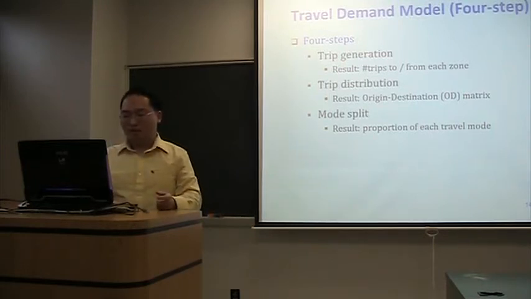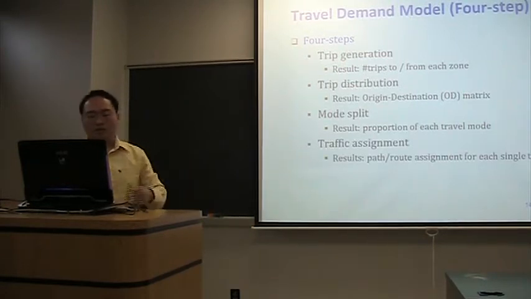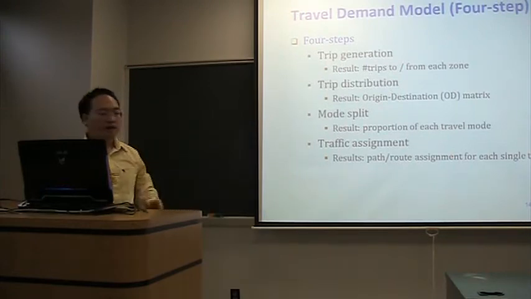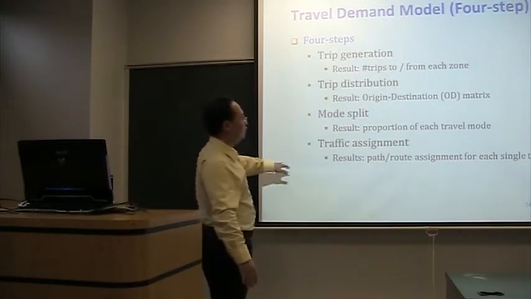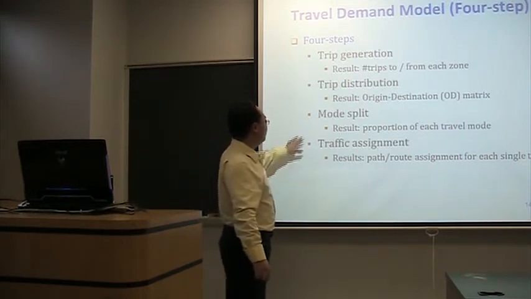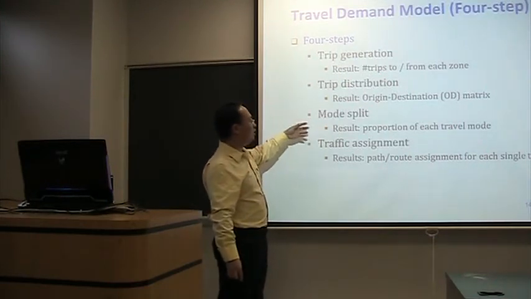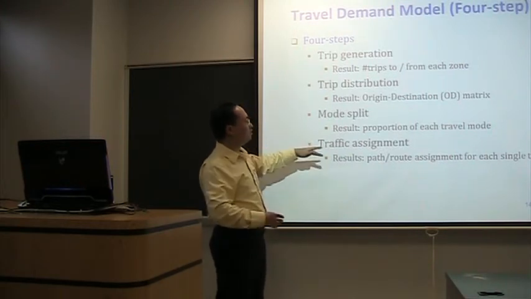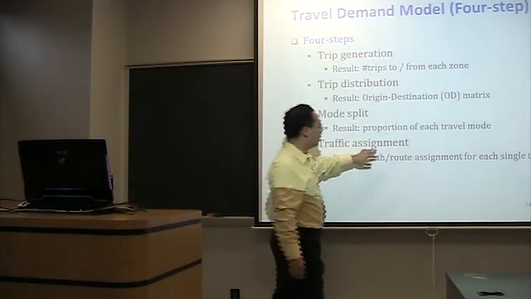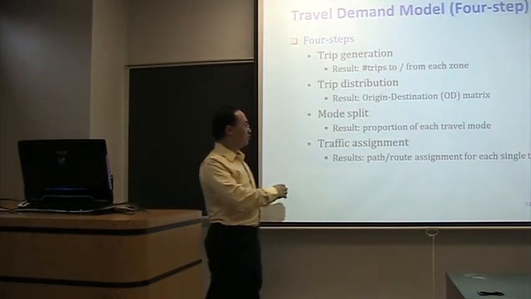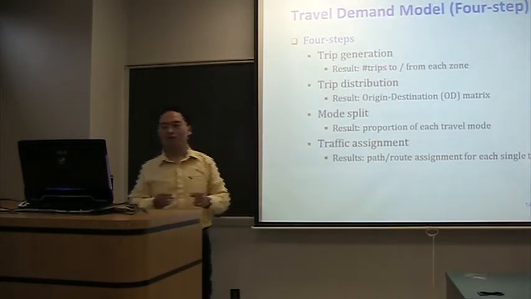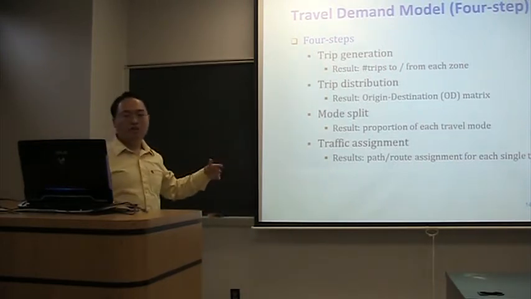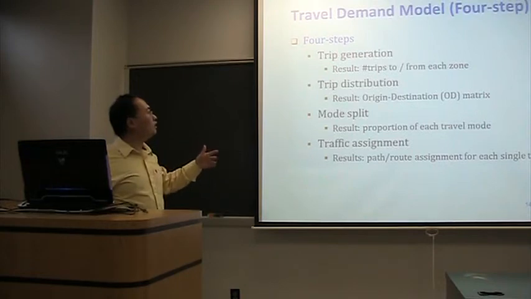And in the last stage, traffic assignment, we want to get the path or route assignment for each single trip. So we know how many people are using what kind of mode from one zone to another zone. But in the last step, we want to assign the specific path to it. Okay, so what roads they are using. This is the traditional four-step travel demand model.